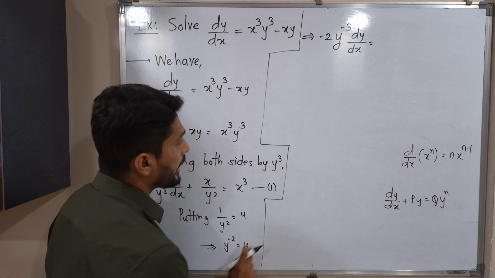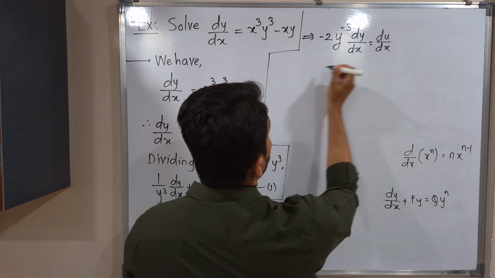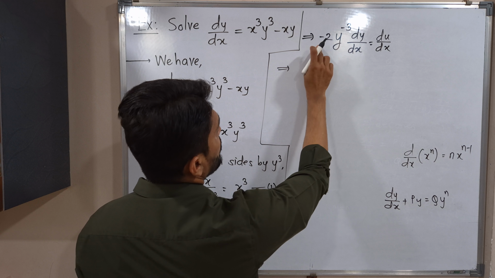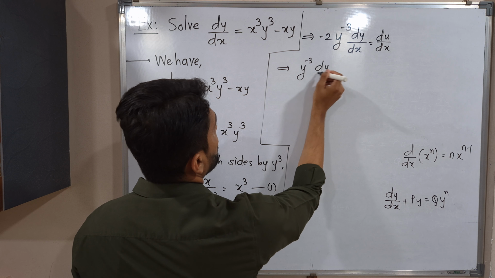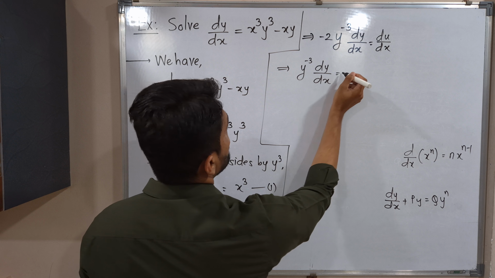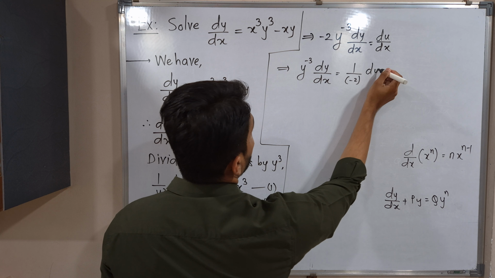On the right hand side we have the derivative of u, which is du by dx. Minus 2 is a constant, so let us shift it to that side. y raised to minus 3 dy by dx is equal to, since it is multiplication, it will be division now, du by dx.